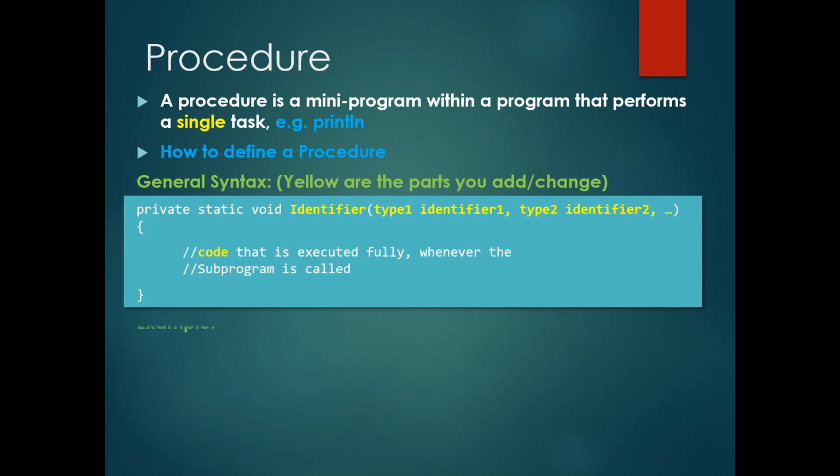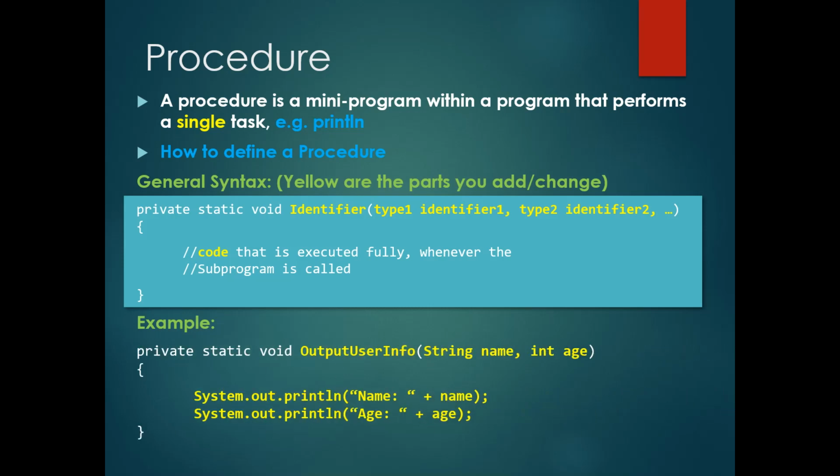So let's look at a little example. Here's a very simple one that does nothing more than output user info. Well, what info? A name and an age. So we see the private static void has not changed. I've given it a descriptive name. You'll notice that we use a different naming convention. Instead of our variables, which use camel case, which means a lowercase first word, then every other word starts with an uppercase, method names always use mixed case, which means every single word starts with an uppercase.